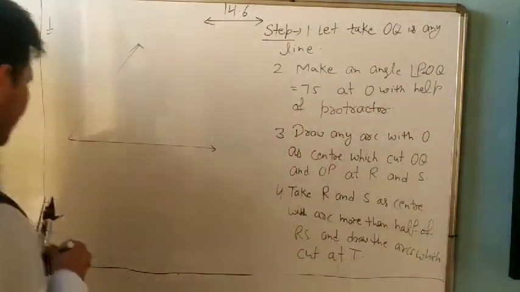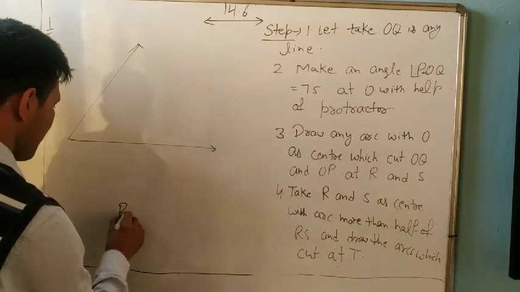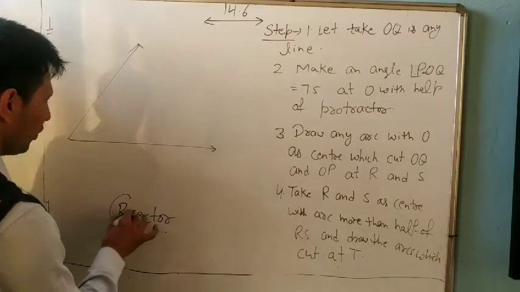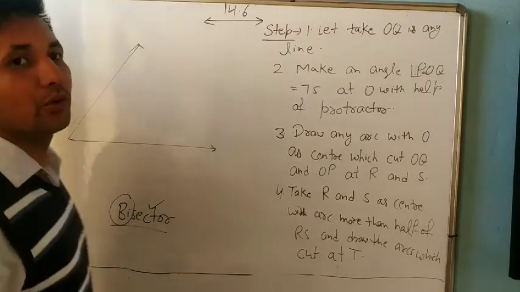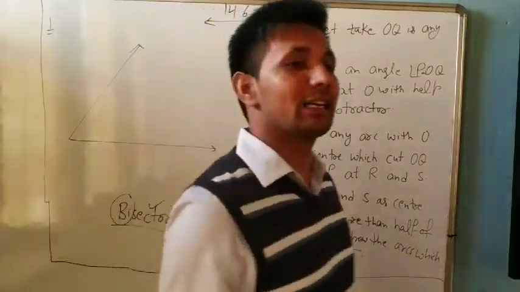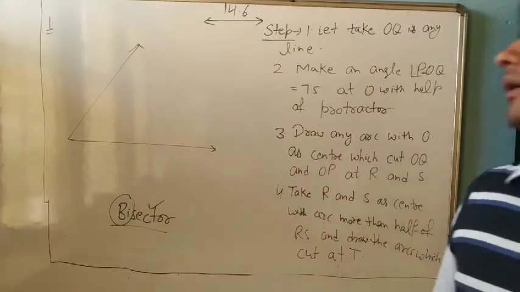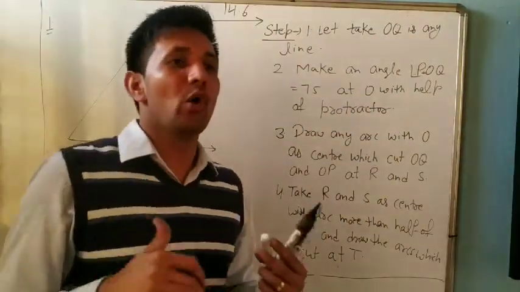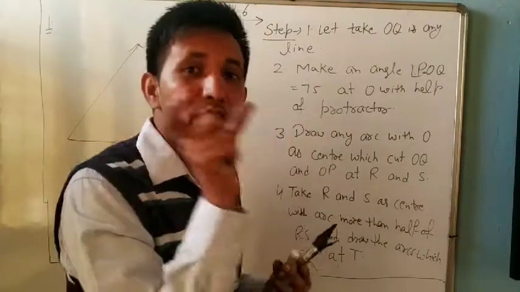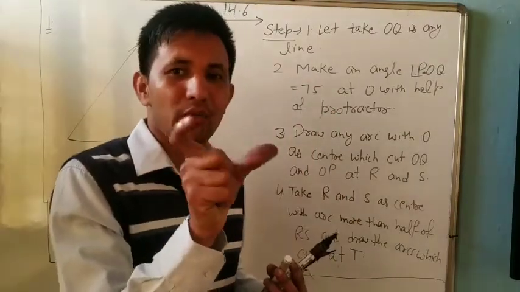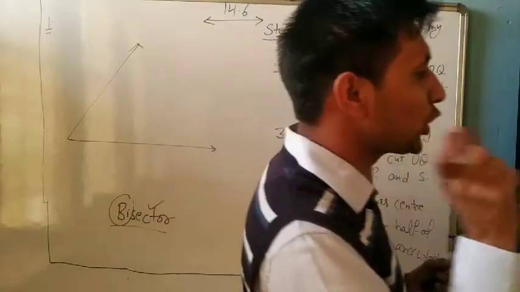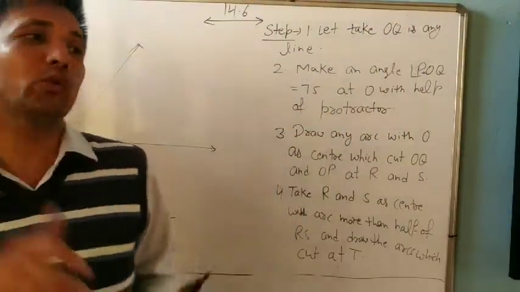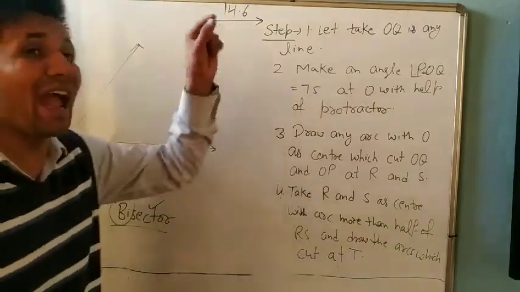Bisector of an angle. Everyone knows bisector. Bisector means bi, two. Sector means part. Bisector means divide into two equal parts. Everyone knows how we take the bisector of a line? Bisector of a line means divide it into two equal parts. In the same way, we will learn how to take the bisector of an angle.